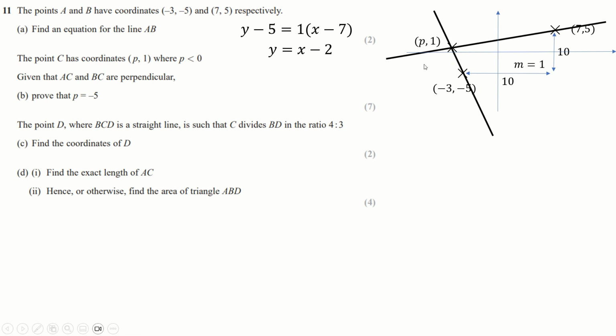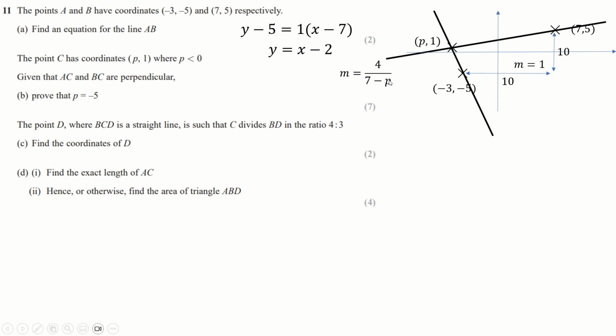Anyway, to do this, we'll work out the gradient of this line here. If we get some gradients out, the change in y is 4, and the change in x, be careful how you write this, it's got 7 to go across here, and then another p to go across here. Now, if I just put 7 plus p, because I know p is negative, if p was, well, I know p is minus 5.